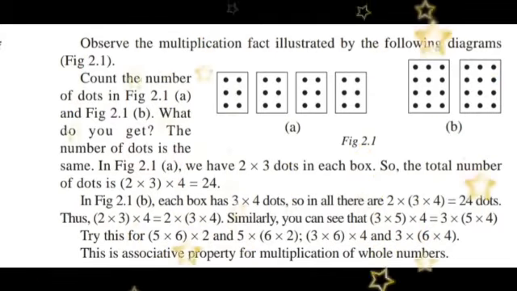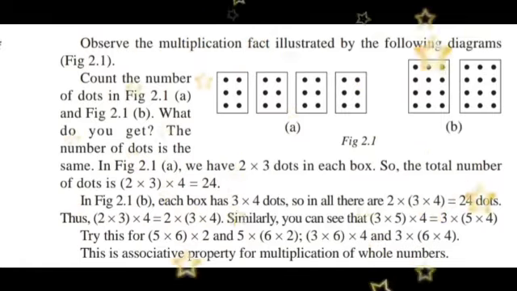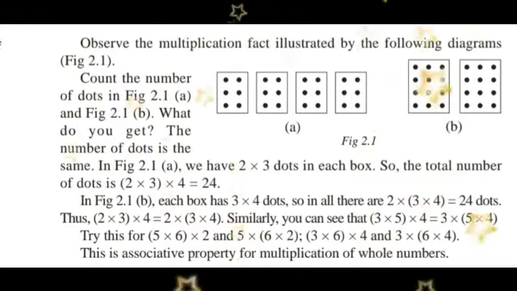Thus, (2 into 3) into 4 is equal to 2 into (3 into 4). Here, they make the first group 2 into 3, and also the second group 3 into 4. Similarly, you can see that (3 into 5) into 4 is equal to 3 into (5 into 4). This is the associative property for multiplication of whole numbers. Example.